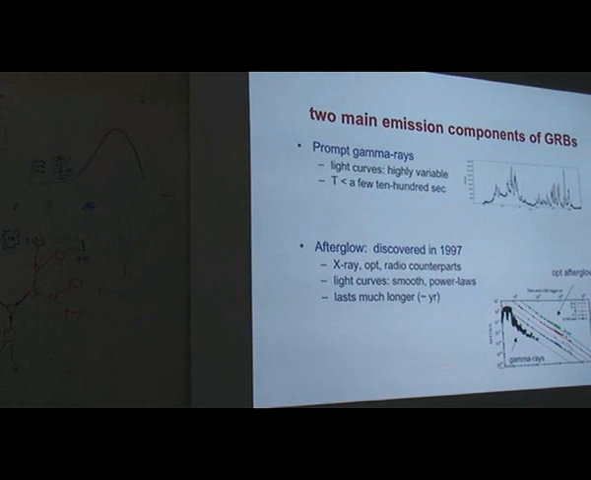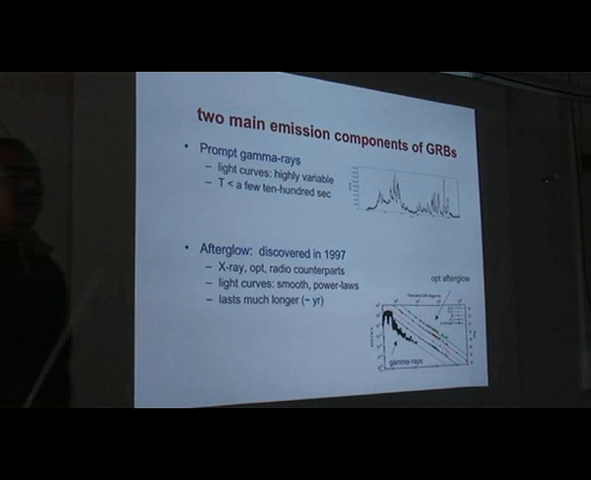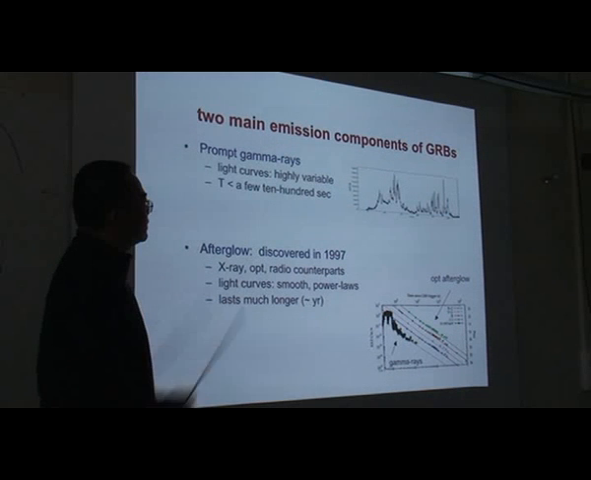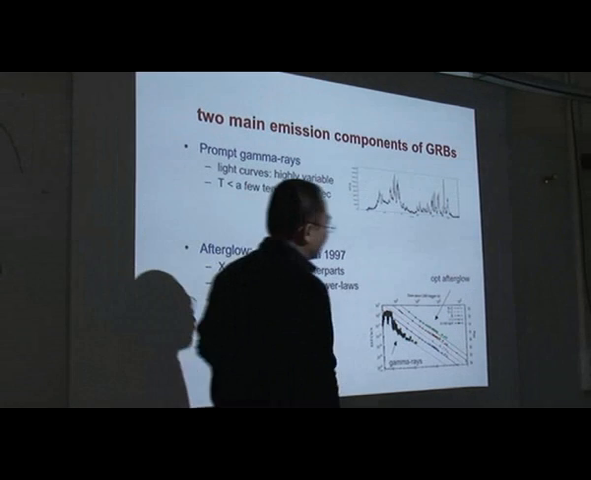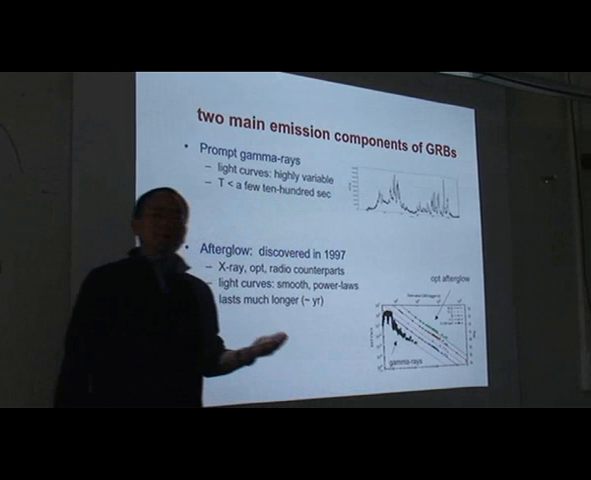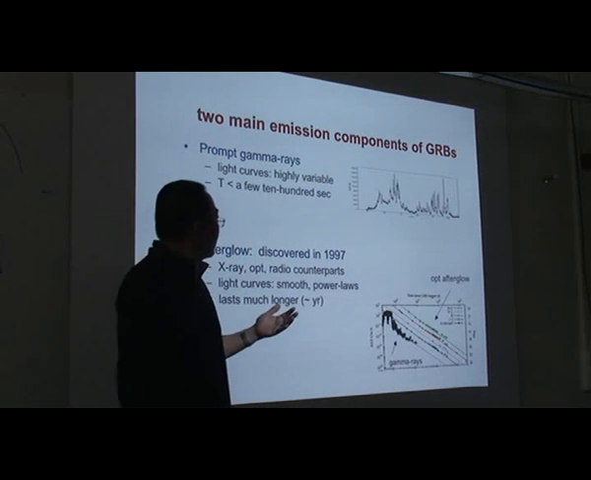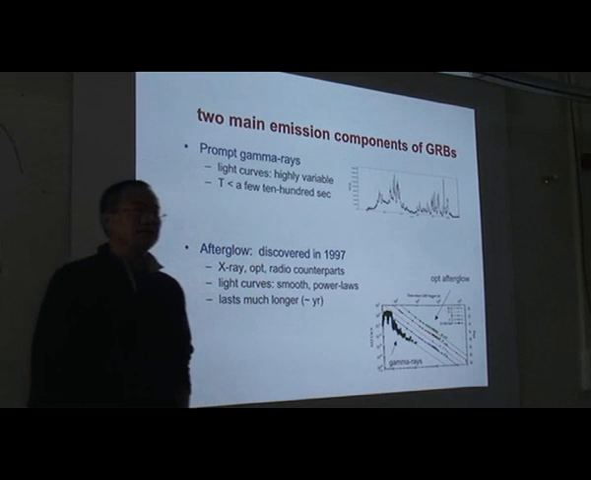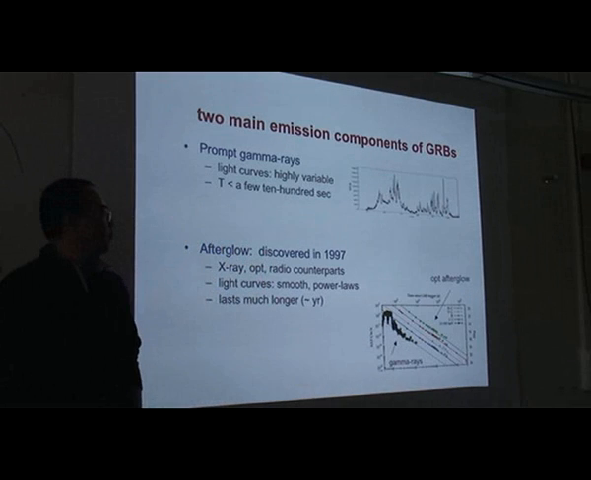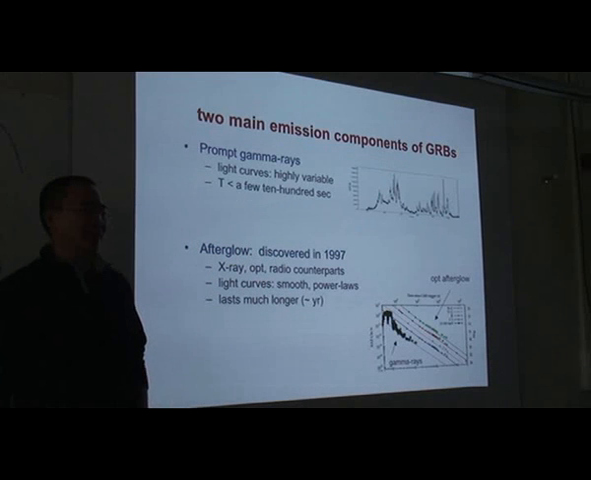Let's say there are 2 main emission components in GRBs. One is prompt gamma rays. Usually if we say gamma ray burst, maybe just imagine gamma ray emission. The light curve is highly variable, and it could last maybe a few 10 seconds, a few 100 seconds. The other main component was discovered rather recently, but already more than 10 years ago.